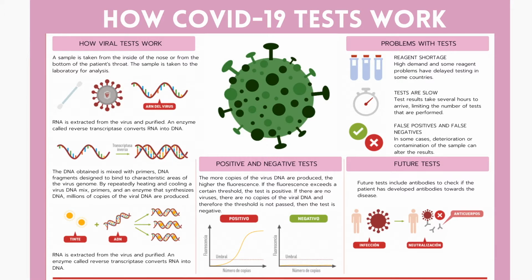Some of the problems with this test include a reagent shortage, as the high demand for some reagents can delay testing in some countries. Also, tests are slow, as the results can take several hours to arrive, limiting the number of tests that are performed, and also there can be false positives and false negatives. In some cases, deterioration or contamination of the sample can alter the results. Then, some future tests can be performed, like the antibody test.